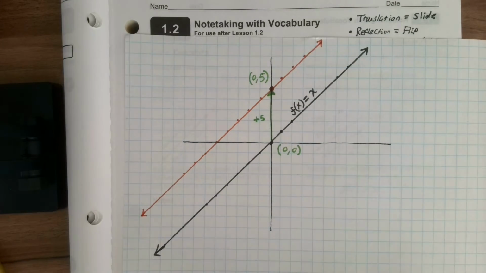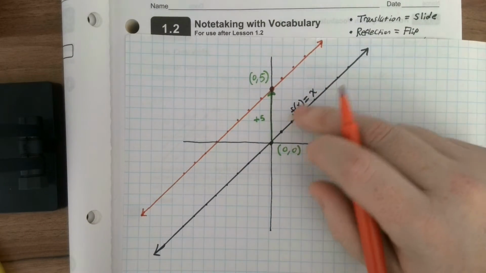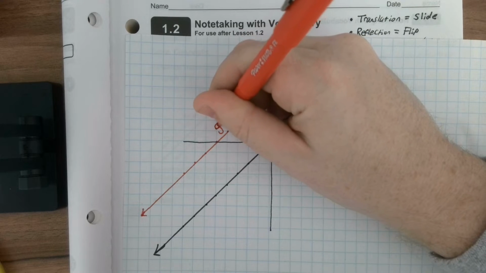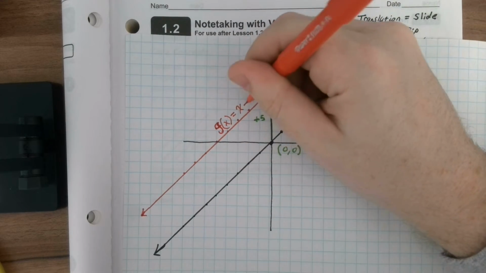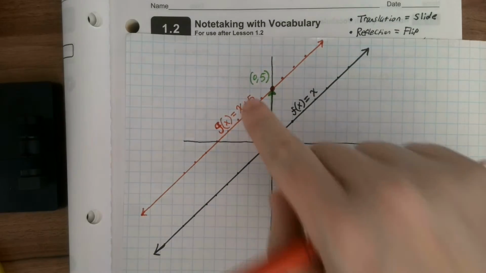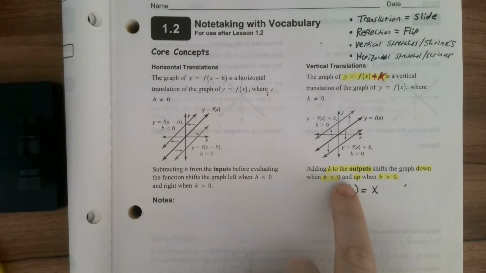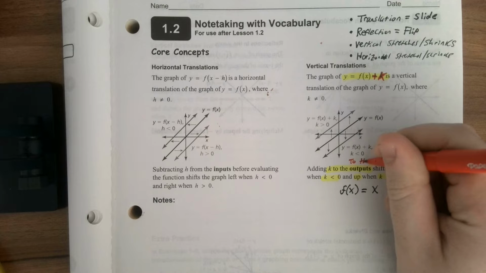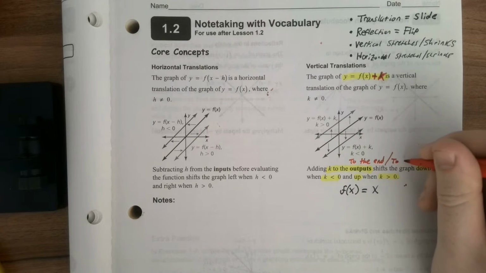If I moved up 5, what does that mean? It means that our equation, instead of being f of x equals x, is going to be, well, let's use a different letter. Let's use g. g of x equals x plus 5. All we did was add 5 at the end of our problem. That's the key thing. When we say that we're adding to the outputs, we mean to the end, or to the whole equation.